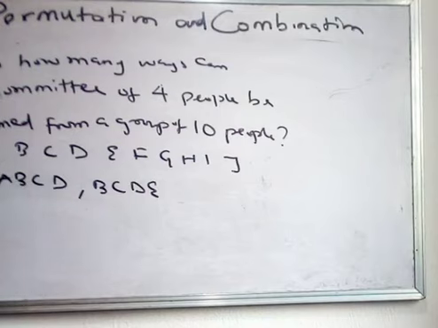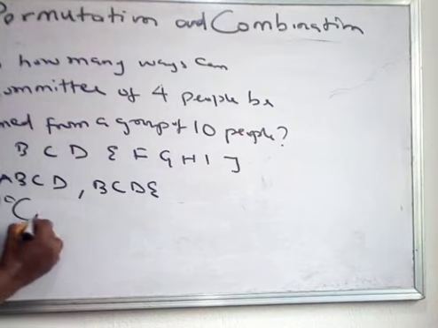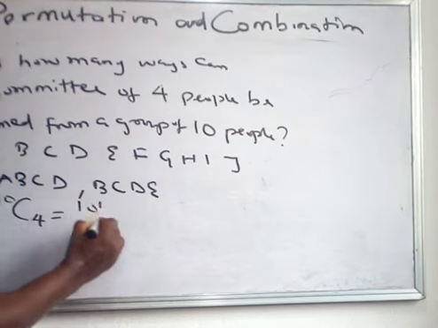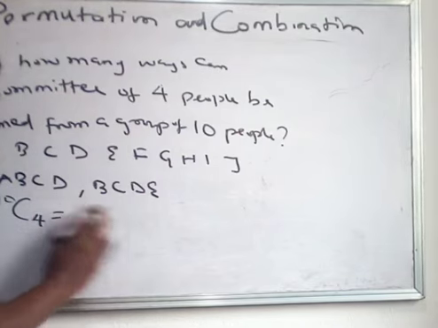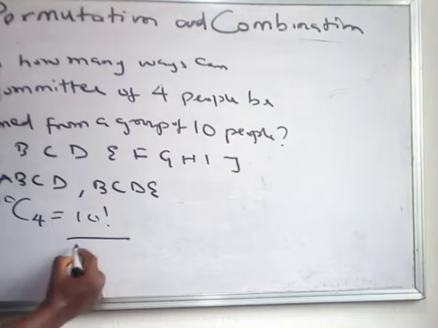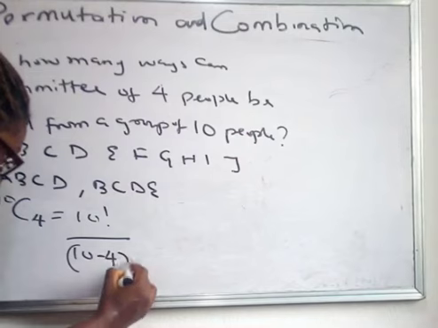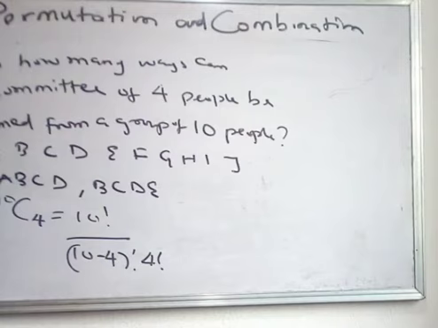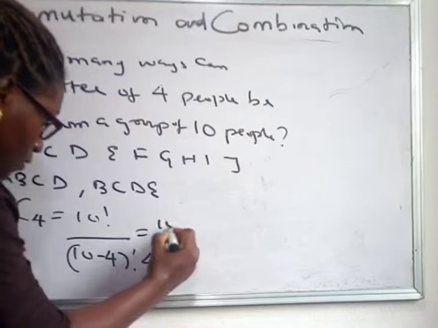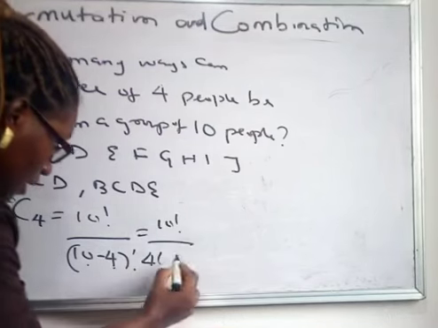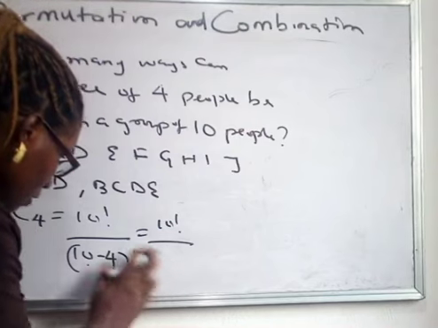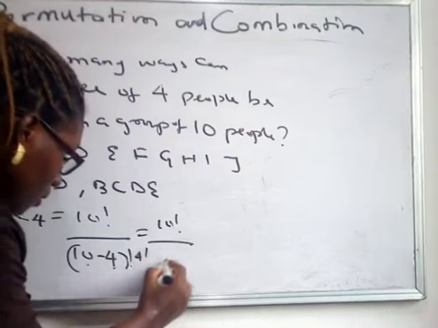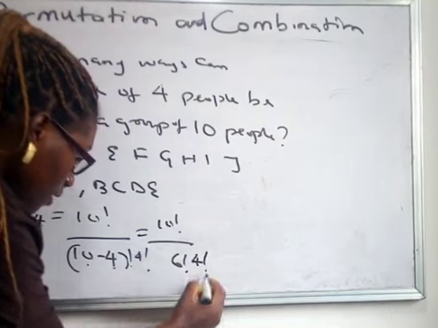So now let's solve it using the formula method. 10 combination 4 will be equal to 10 factorial over 10 minus 4 factorial and 4 factorial. Now let's continue. The next thing to do is to evaluate. This is also the same as 10 factorial over 10 minus 4 factorial, which is 6 factorial, and 4 factorial. Please let me write this for clarity.